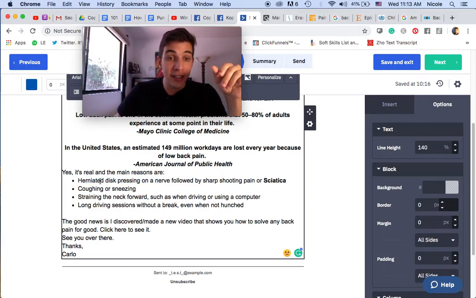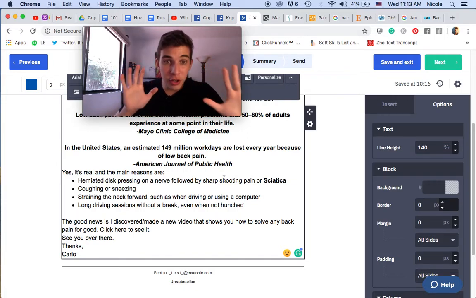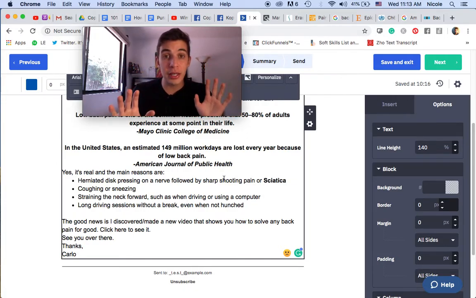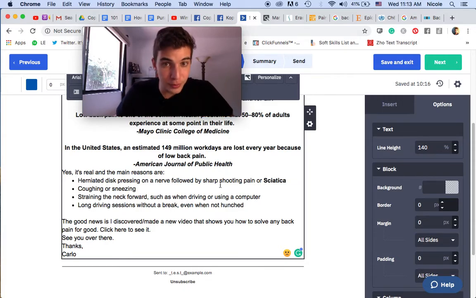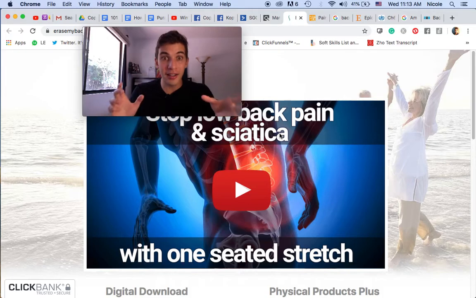So, herniated disc pressing on a nerve followed by a sharp shooting pain. You see the part of these words? Sharp shooting pain. Even that, I get a cringe. I get, oh, I don't want that sharp shooting pain. So you need to be really conscious, really aware of the words that you use and what emotions they arouse, even in you. Sharp shooting pain or sciatica. So you have just said what sciatica means. So when they get into the sales video, they see this word and think, oh, familiarity, I trust it more. That's just something that works.